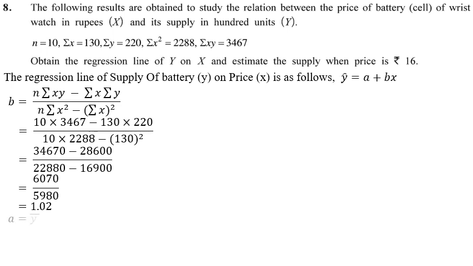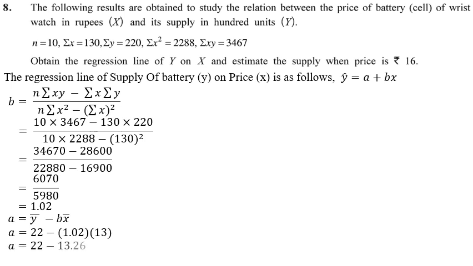Once we get the value of b, put it into our equation of a, that is y bar minus b x bar, and you get y bar as 22. How? The summation y is 220, and the formula for y bar is summation y upon n. The formula for x bar is summation x upon n. We have already done this. So 130 upon 10 is 13, x bar is 13, and 220 upon 10 is 22. So y bar is 22. Nothing new here, my dear students.